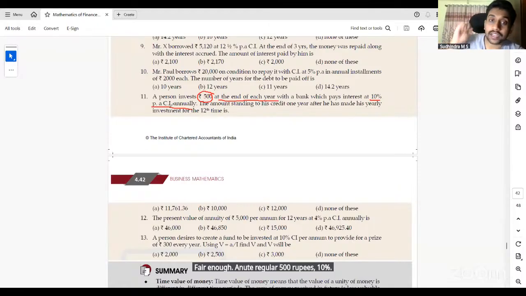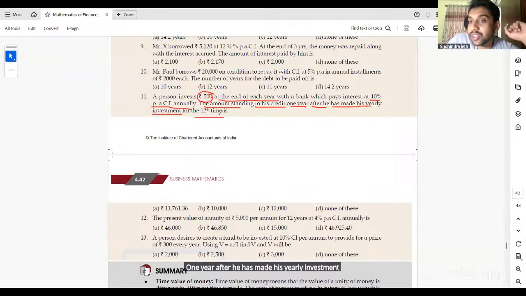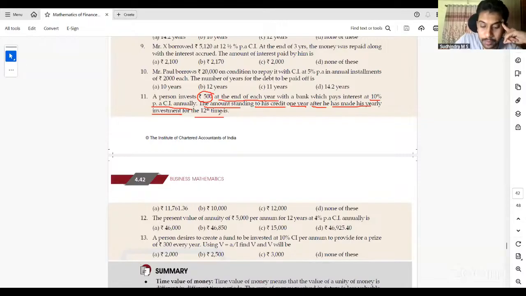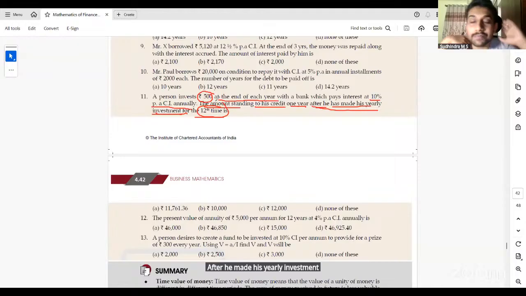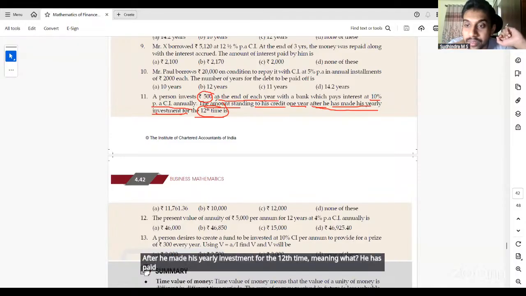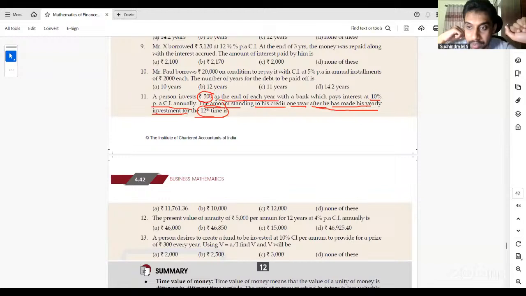What are we supposed to calculate? The amount standing to his credit 1 year after he has made his yearly investment for the 12th time. So, how many installments he paid? We know, 12. After he made his yearly investment for the 12th time, meaning what? He has paid 12 installments. Yes, 12 installments he has paid.